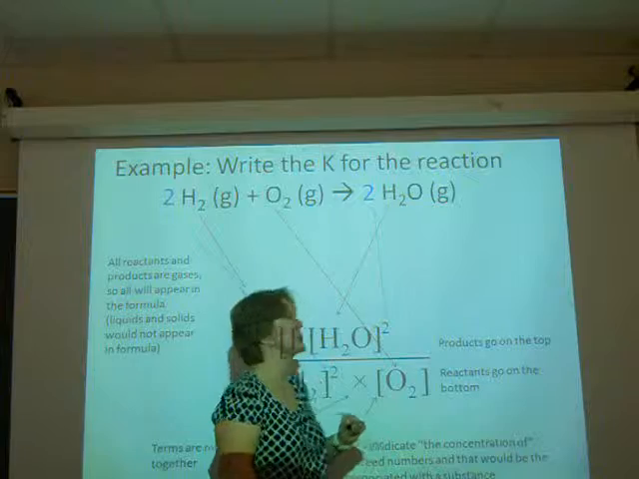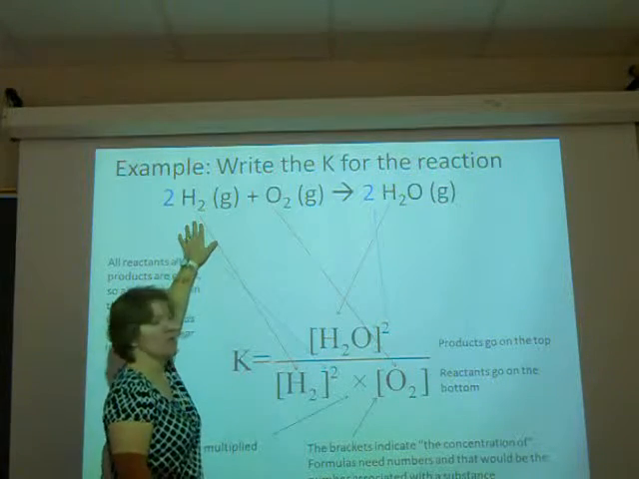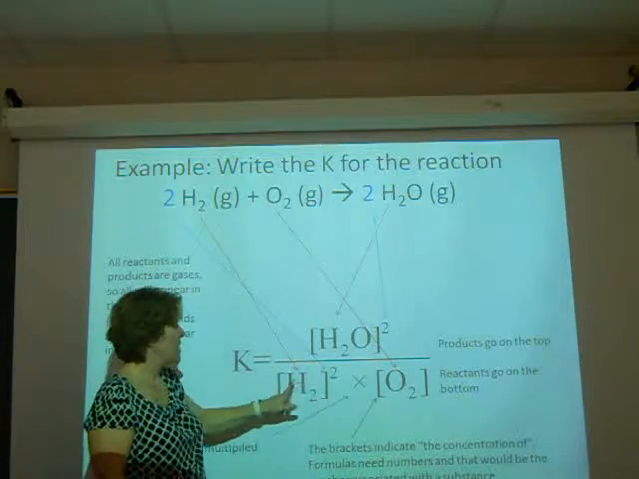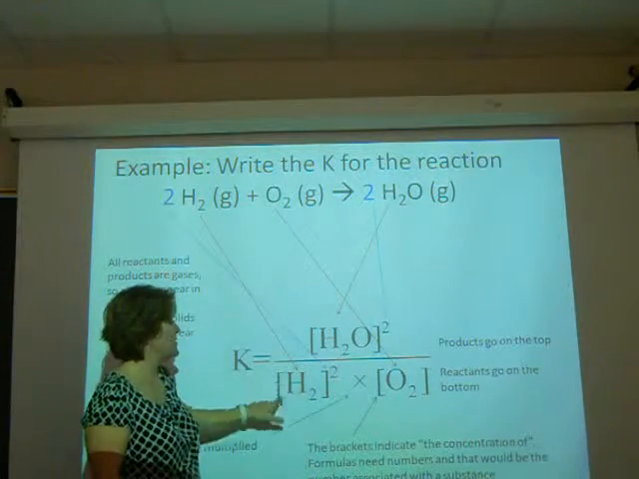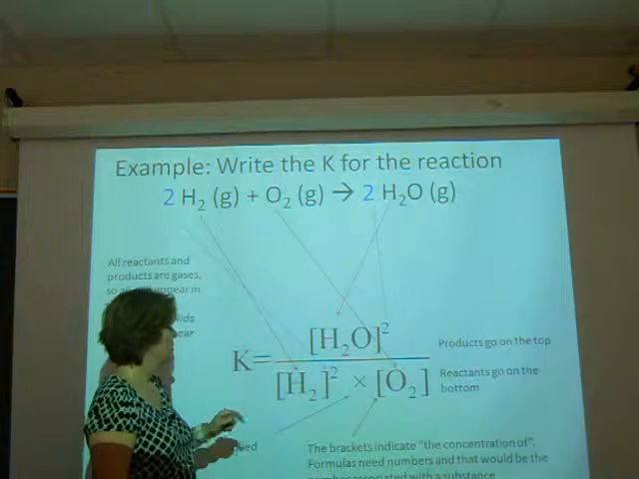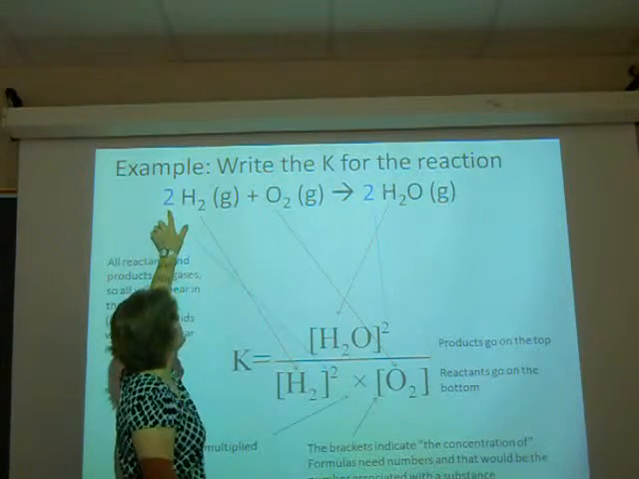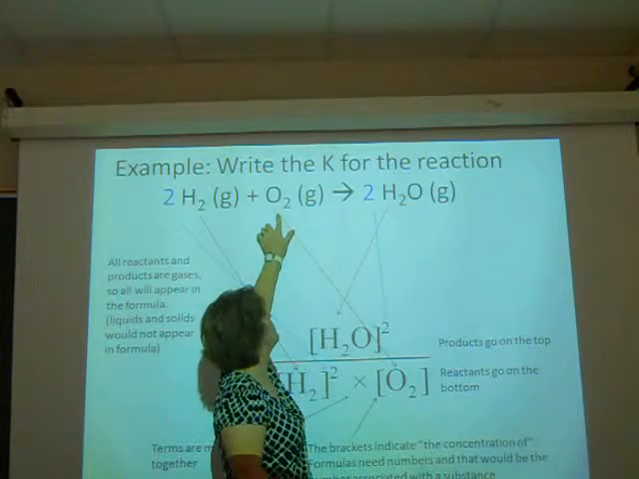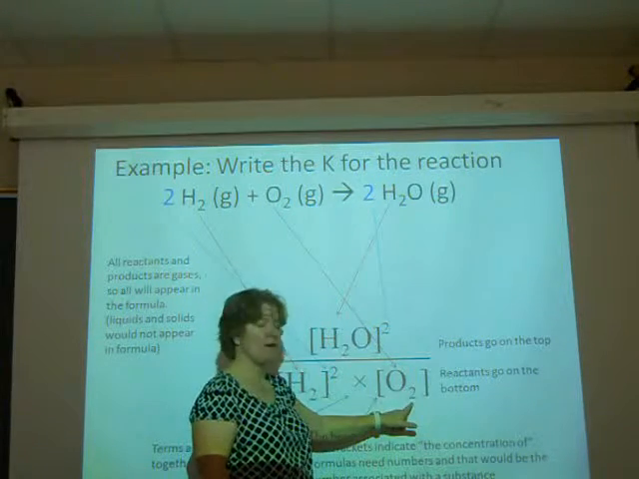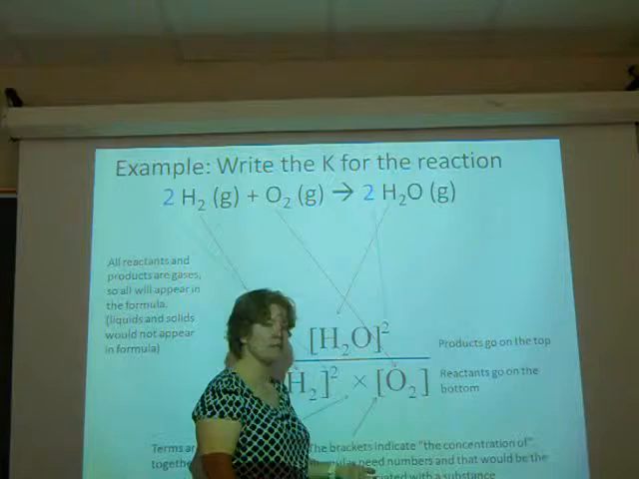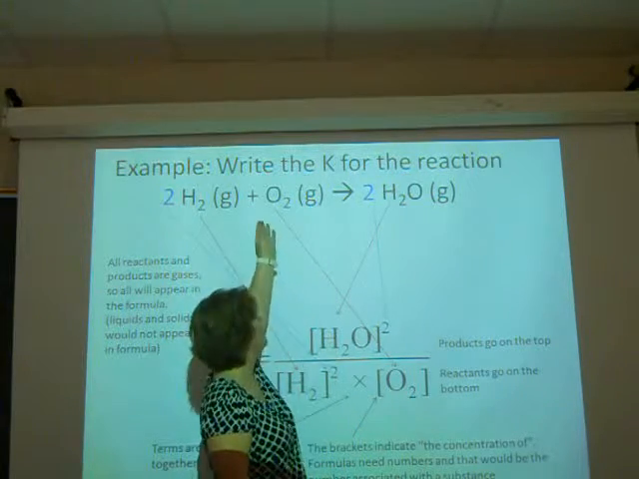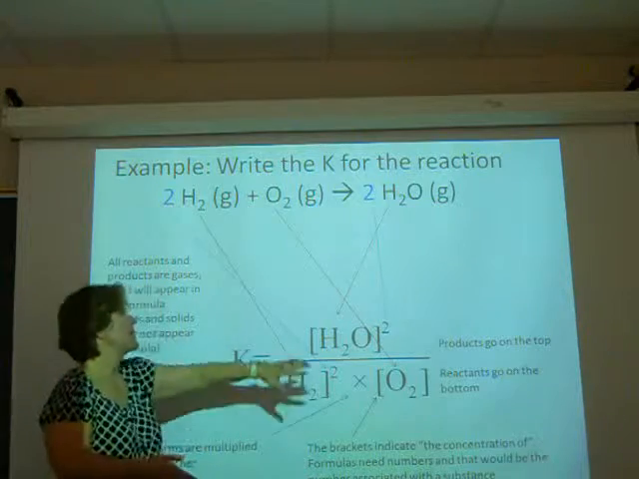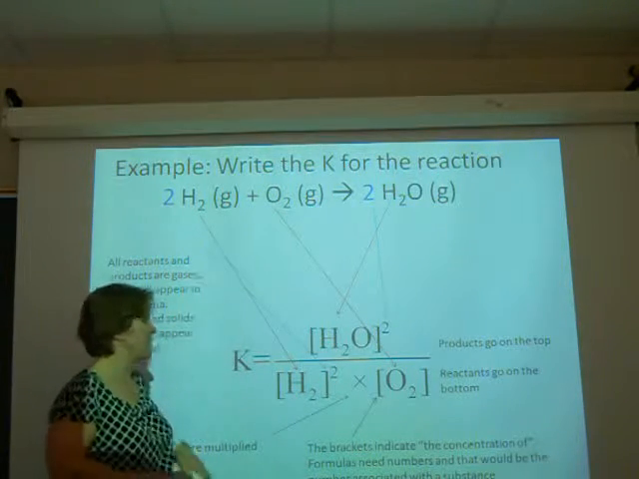On the bottom, I'm going to do my reactants. Hydrogen, H2, is one reactant. The full chemical formula goes inside the brackets, and then it's squared because it has a coefficient of 2. I'm going to do the same thing for oxygen, only oxygen has a coefficient of 1. So I put the whole chemical formula of oxygen, O2, inside the brackets, the concentration of oxygen, and then I don't raise it to any power because the coefficient is 1. So this would be my K expression for this chemical reaction.